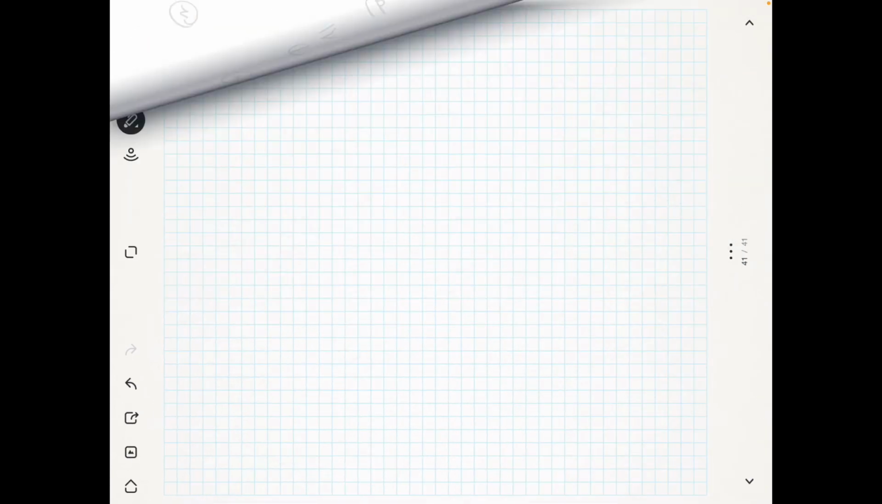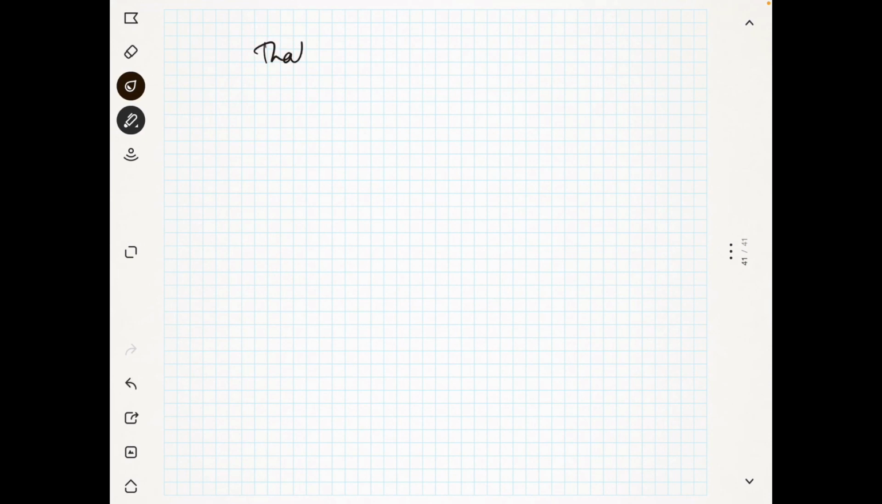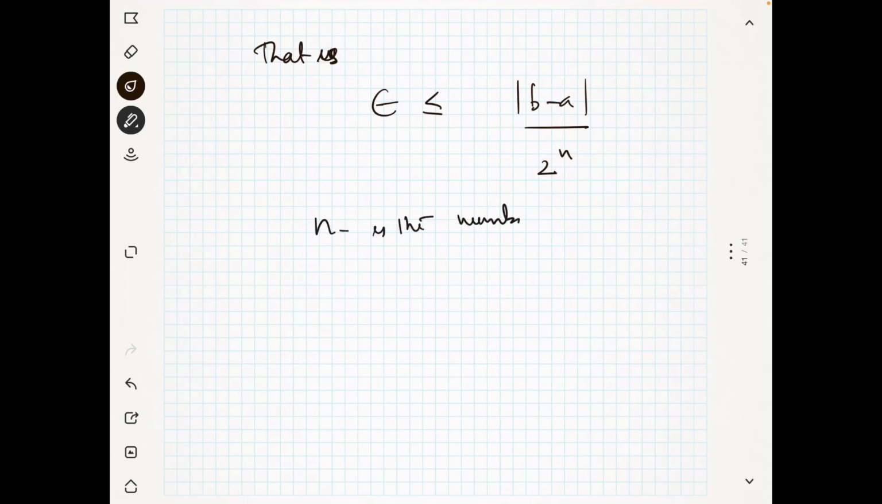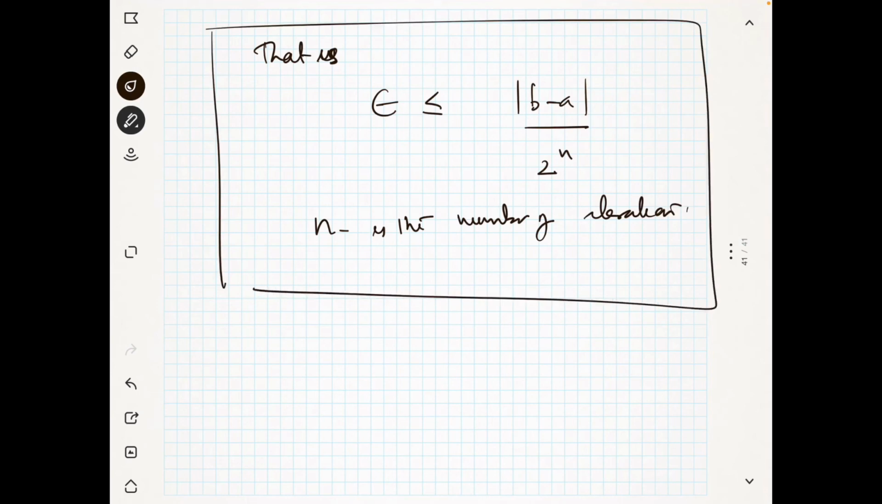So that means the error is less than or equal to b minus a divided by 2 power n. Okay, n is the number of iterations. Okay, this is the formula.